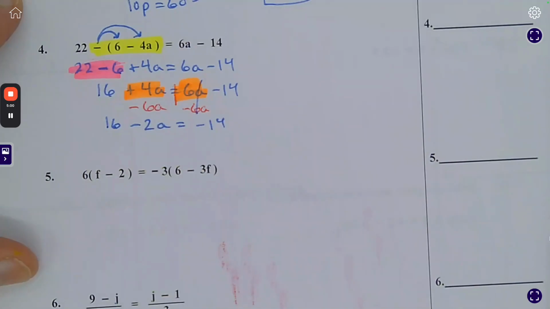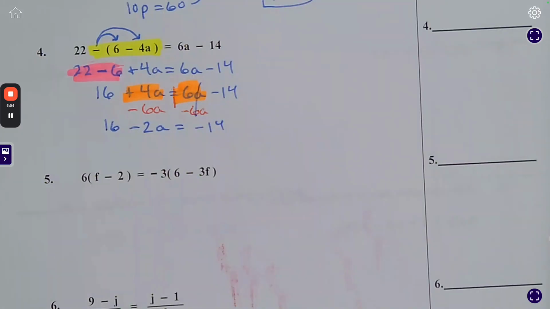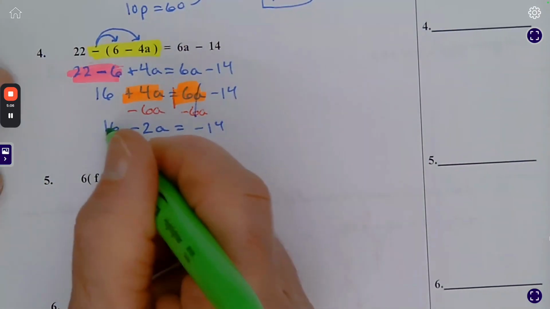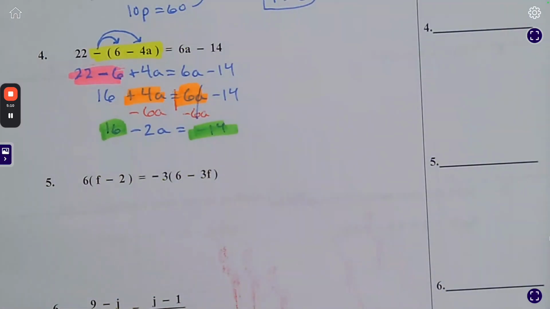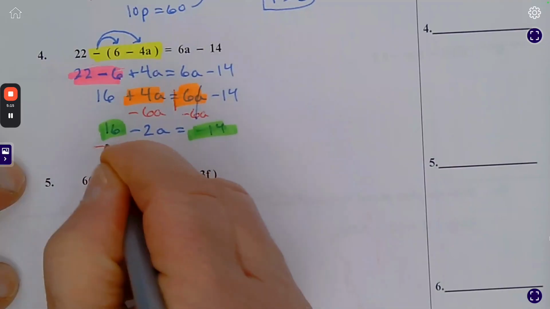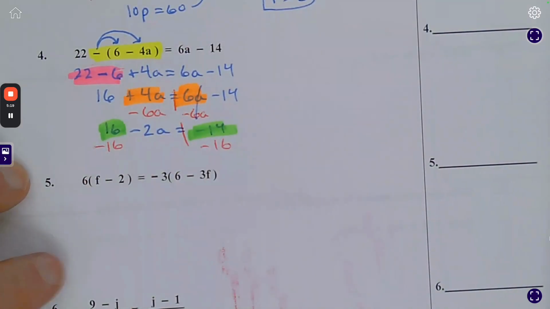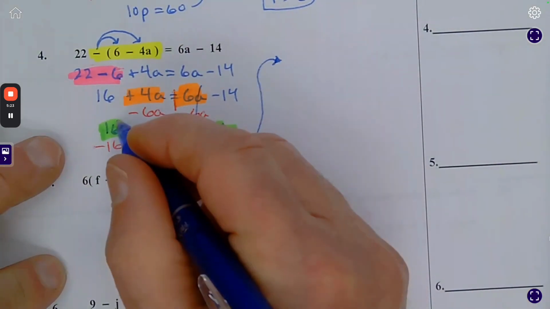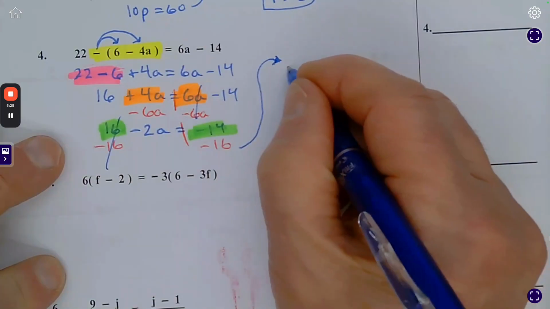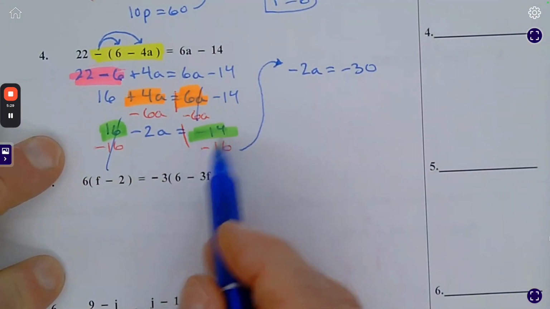Okay, now notice that I have constant terms on both sides. So I have this term and this term. So I'm going to go ahead and move my 16 over. The inverse operation for a plus is a minus. If I do it to one side, I got to do it to the other. I'm going to come up here. 16 minus 16 is 0. I'm left with negative 2a equals negative 30 when I combine those.